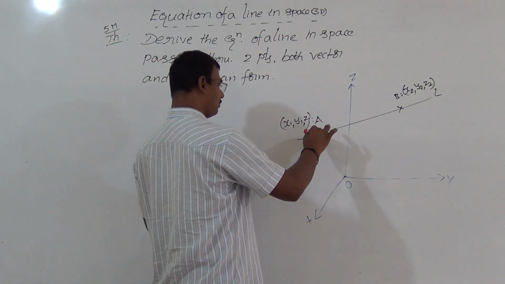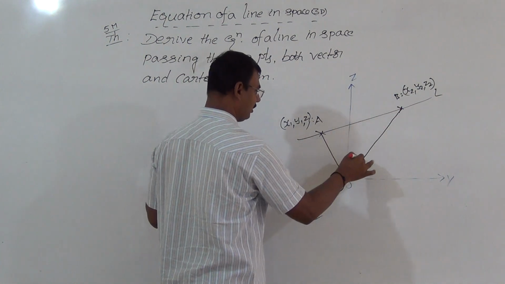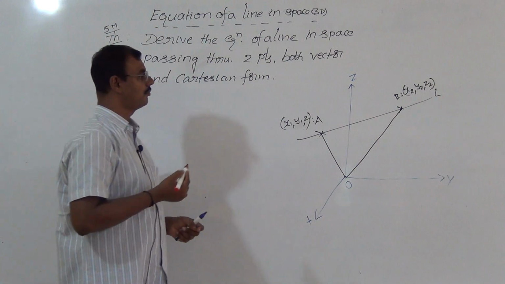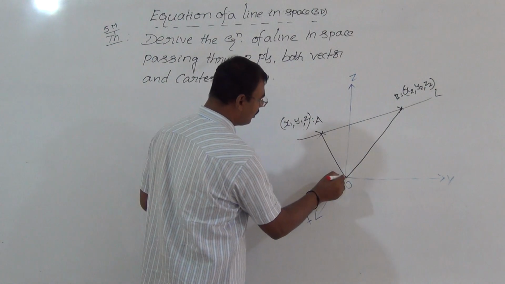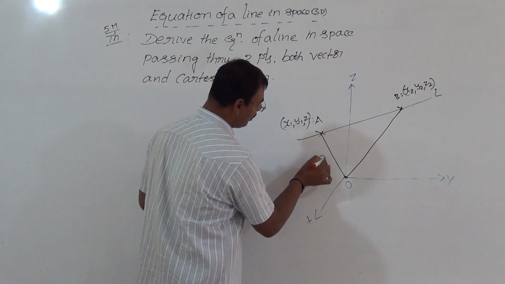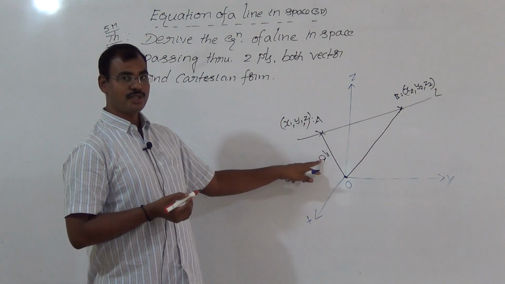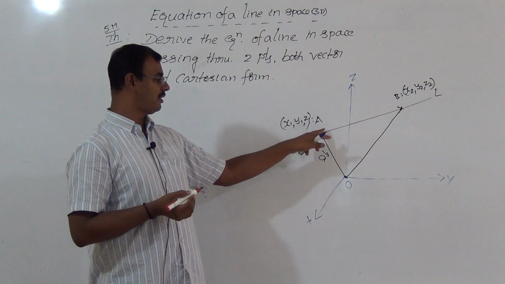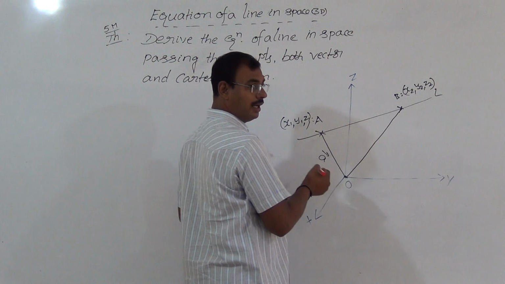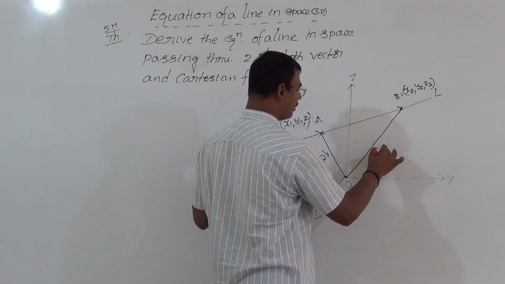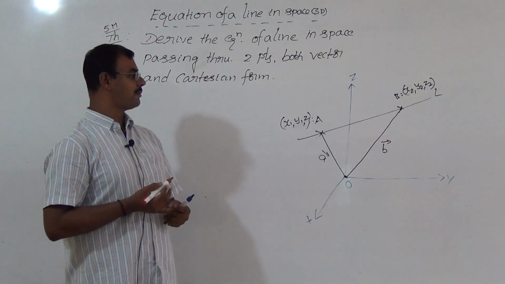Now join OA and OB. So we get directed lines. Let the vector OA be A bar. So A bar is the position vector of the point A with respect to the origin. Similarly, it is also called a directed line, so it is called a vector. Let B bar be the position vector of the point B with respect to the origin.